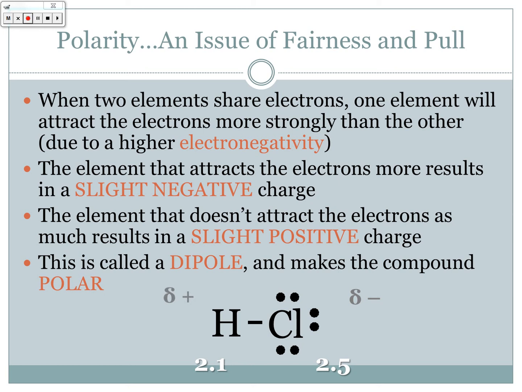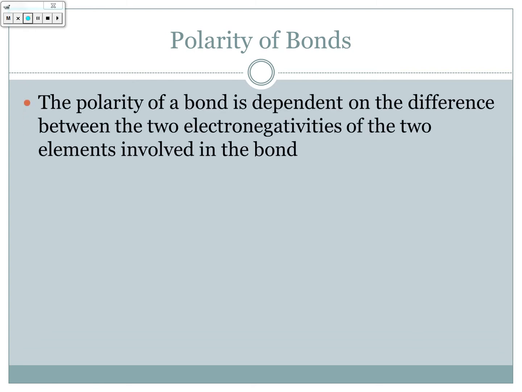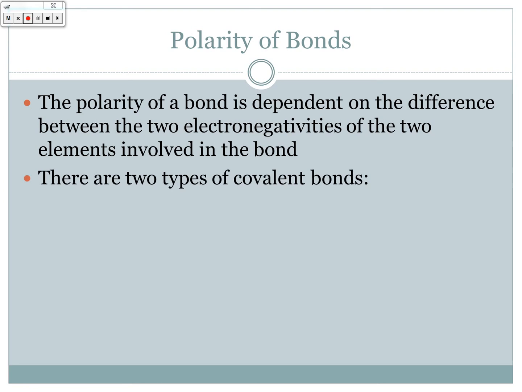So that's something to keep in mind about polarity, that we can create what we call dipoles, and this creates a polar molecule. When we talk about polarity of bonds, bonds can have different polarities based on the electronegativity of the elements involved, and this actually dictates what type of bond is going to be formed. The polarity of a bond is dependent on the difference between the two electronegativities of the two elements involved. And there are two types of covalent bonds we can have: a polar covalent bond or a non-polar covalent bond.